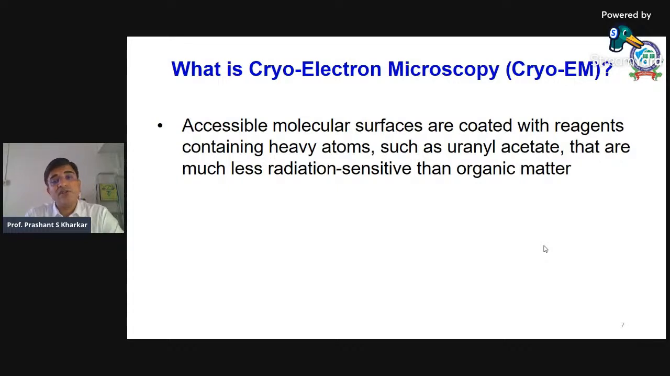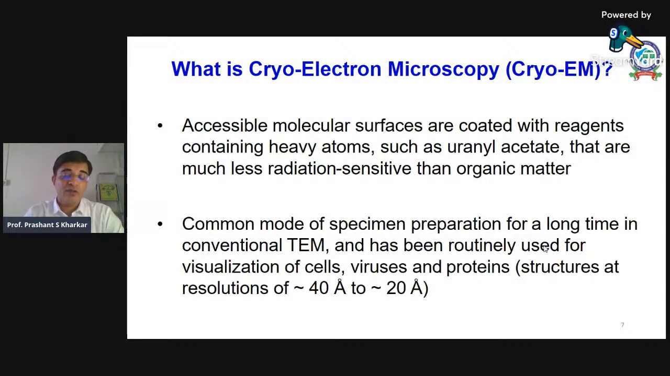The accessible molecular surfaces are coated with reagents which contain heavy atoms, and in the last part of the video we have seen that as the atomic number increases, the electron interaction becomes easy. But if you are talking about carbon, hydrogen, or the other commonly used atoms present in organic specimens, then they don't really appear well. The resolution becomes a problem, and that's exactly where the major premise of cryoelectron microscopy lies, right?